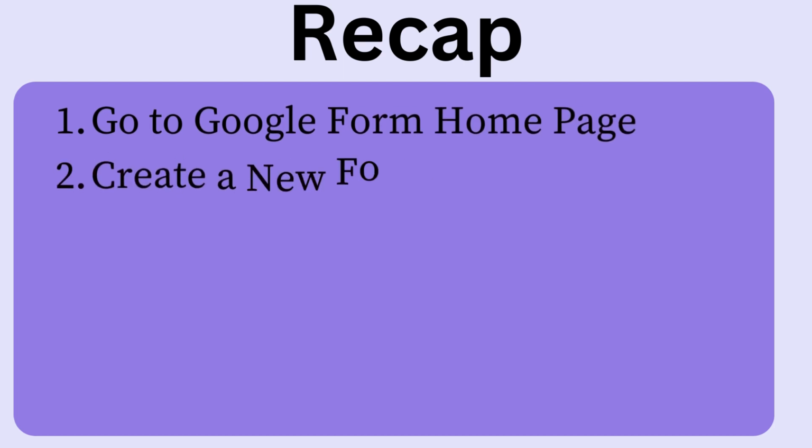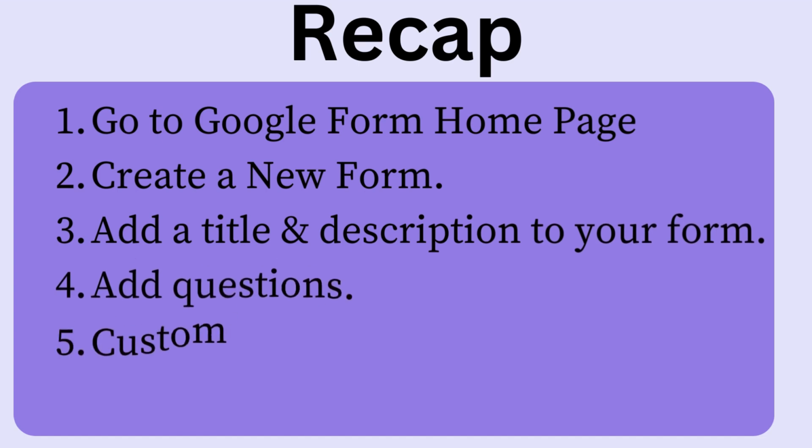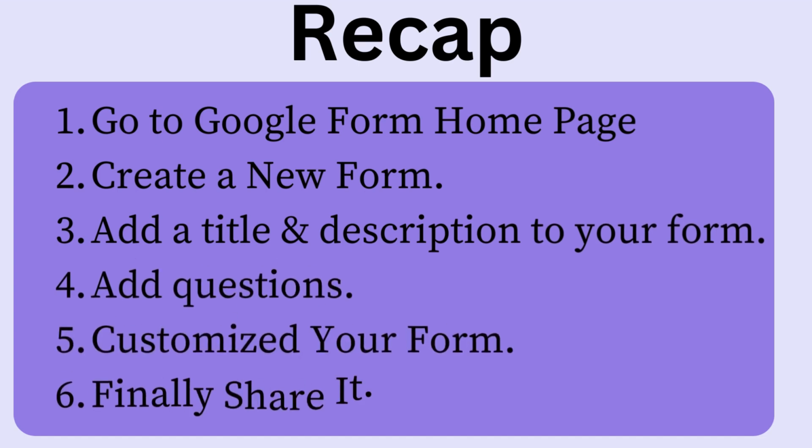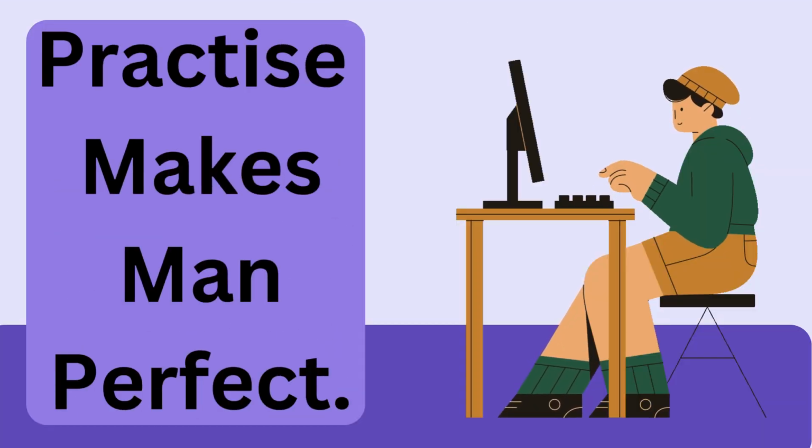To recap, you start by going to the Google Forms homepage, create a new form, add a title and description, add questions, customize your form, and finally, share it. It's as simple as that. Remember, practice makes perfect. So go ahead, create a form, and let your creativity run wild.